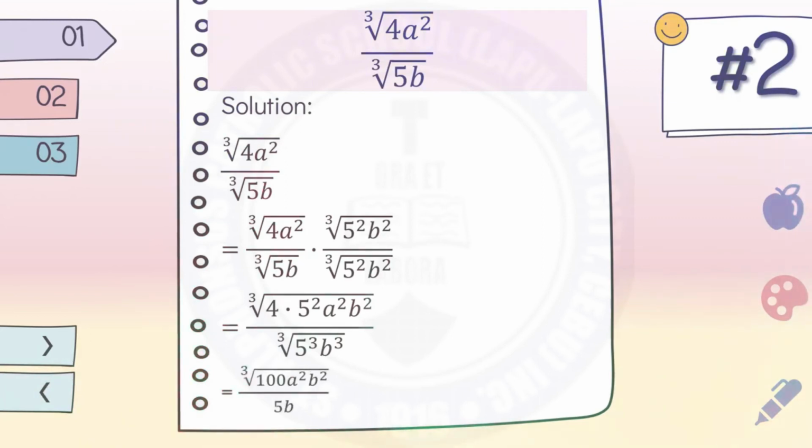Simplifying the denominator and numerator, for the numerator you will have there the cube root of 100 a squared b squared. For the denominator, the cube root of 5 cubed b cubed is 5b. And with that, our final answer is the cube root of 100a squared b squared all over 5b.